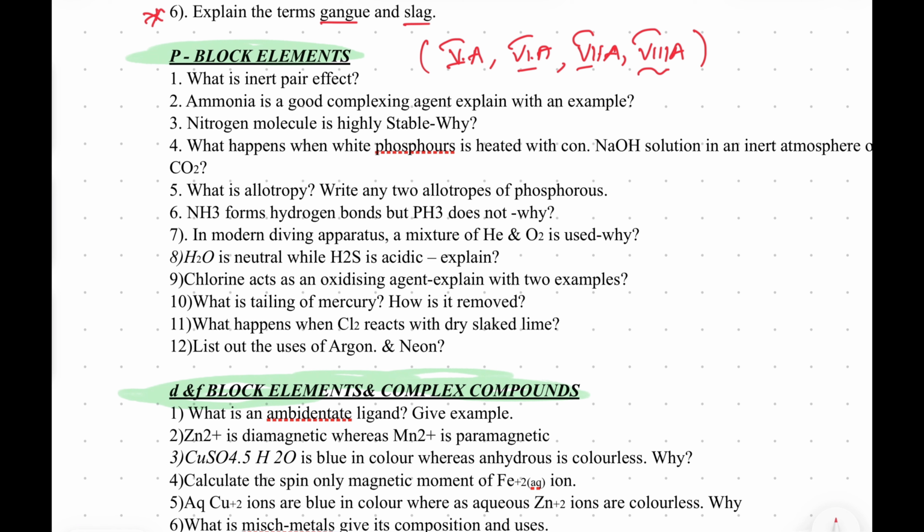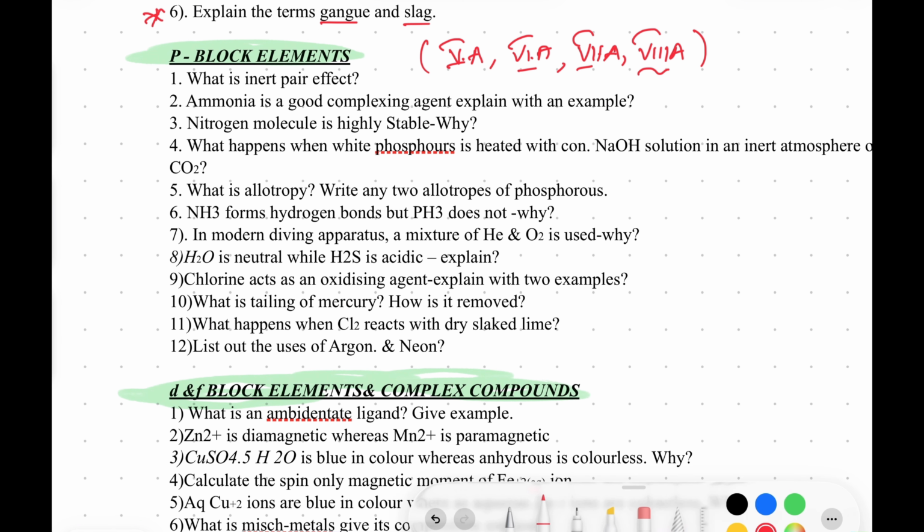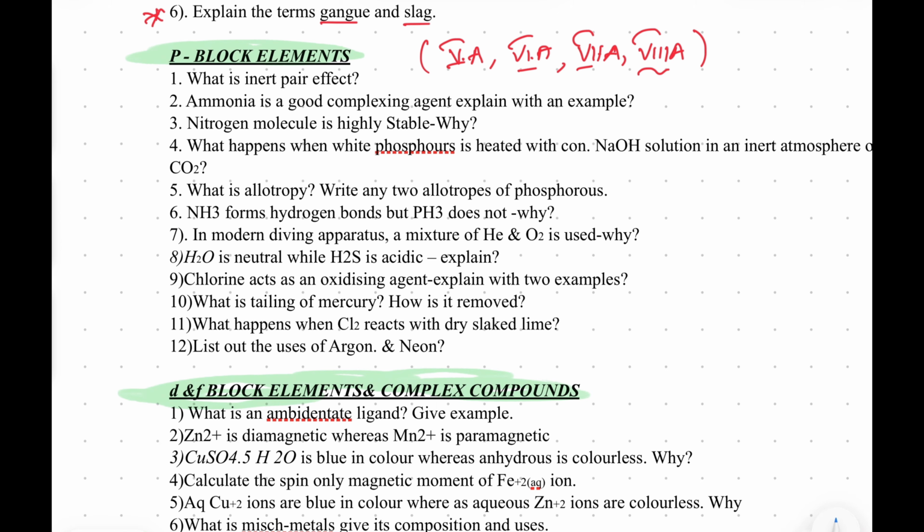In this, what are the most important star questions we'll also discuss. Okay, what are the most important star questions we'll see. First one, inert pair effect is a common question for all groups. Next one, nitrogen, stability of nitrogen is also important. And fourth one also important. And fifth one also important, right?